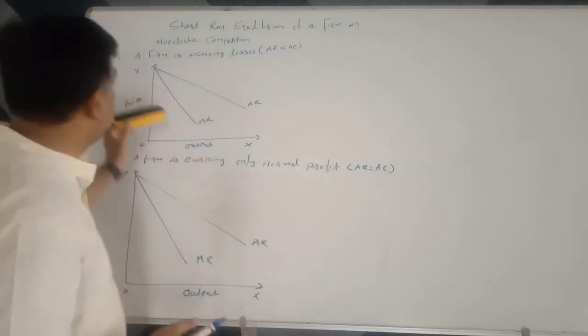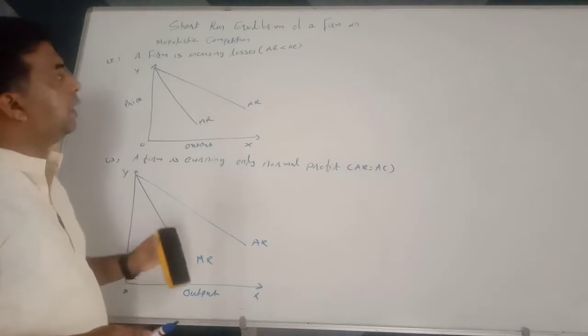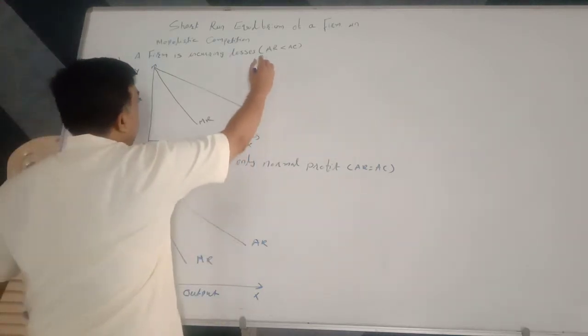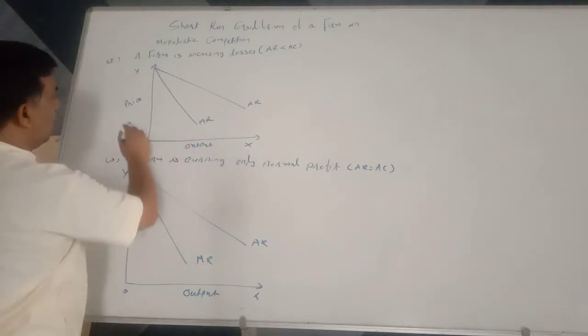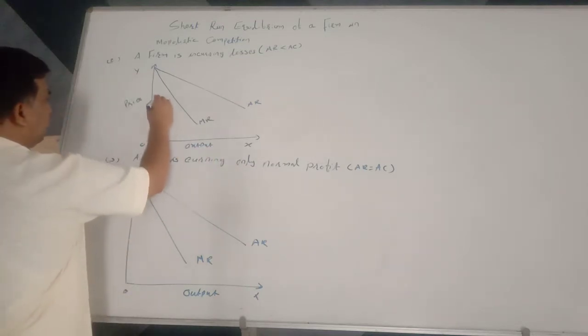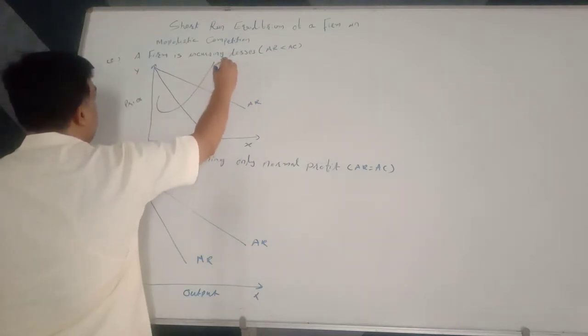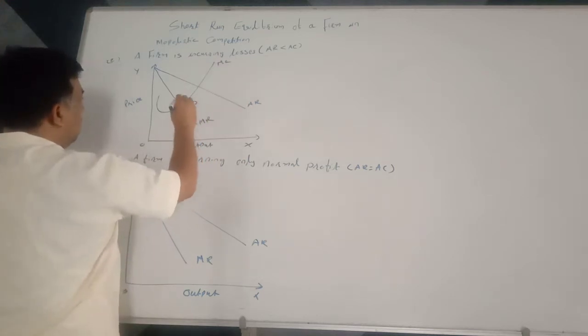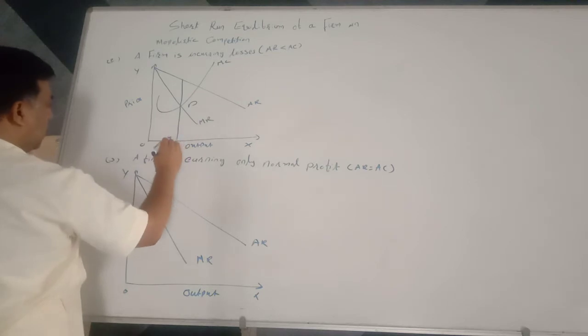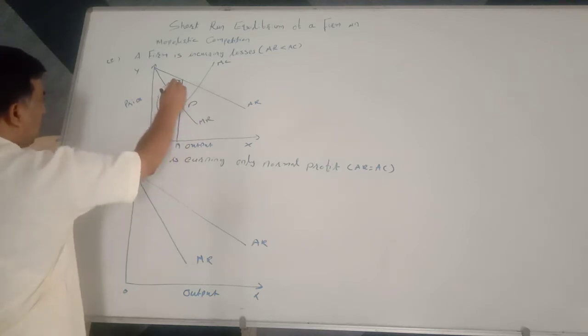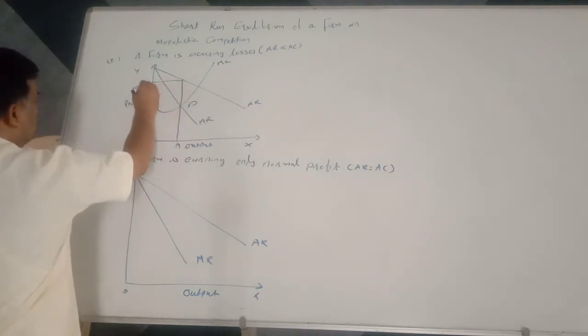Now, the second possibility: a firm is incurring losses. When will this happen? When average revenue is less than average cost. So, x-axis represents output, y-axis represents price. This is marginal cost. P is the equilibrium point where marginal cost and marginal revenue are equal. Firm produces OM output at OA price.